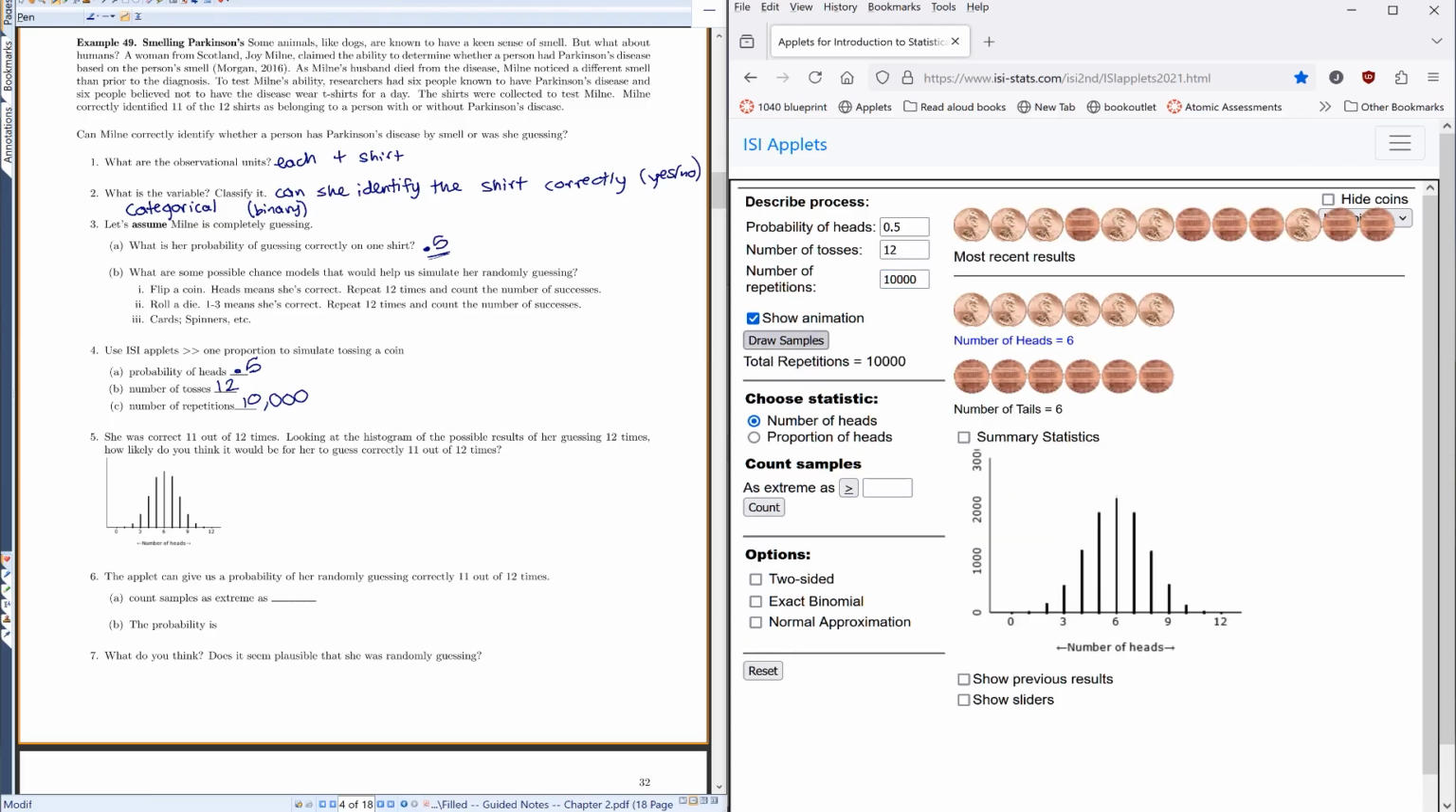Okay. So it says she was correct 11 out of 12 times. Looking at the histogram of the possible results of her guessing 12 times, how likely do you think it would be for her to guess correctly 11 out of 12 times? If you look at it, this is my 11. Does that seem very likely? Doesn't seem likely at all. And similarly, the 12 would be even more unlikely. But 11 doesn't seem likely at all.